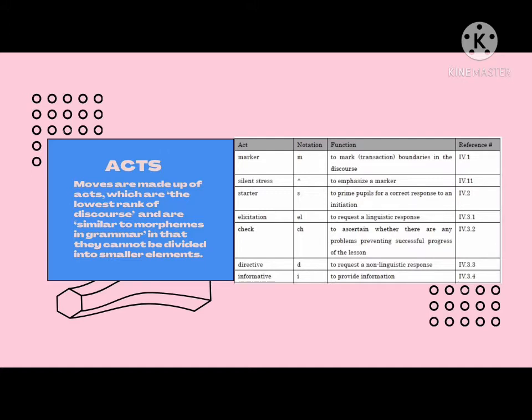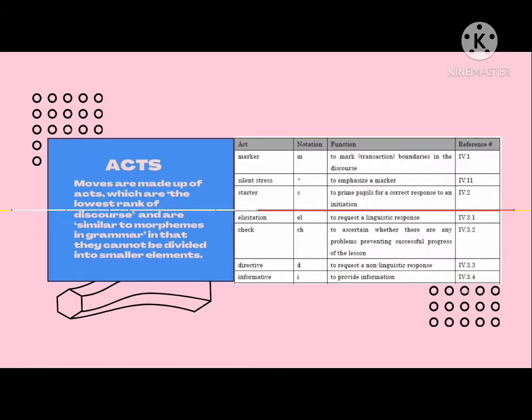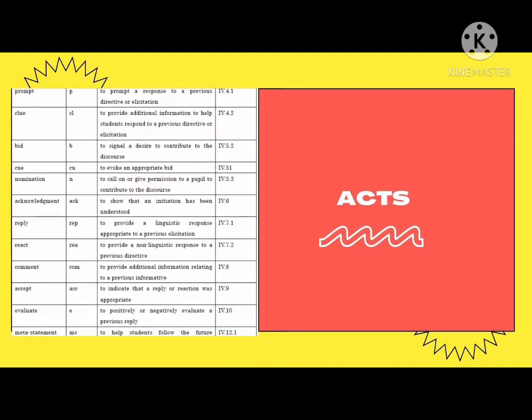For Roman numerals, you can say that number 1 or letter I is the lesson, number 2 is the transaction, number 3 is exchange, 4 is the move, and then number 5 is act. The numbers, on the other hand, further expound on which category of moves these acts are under.